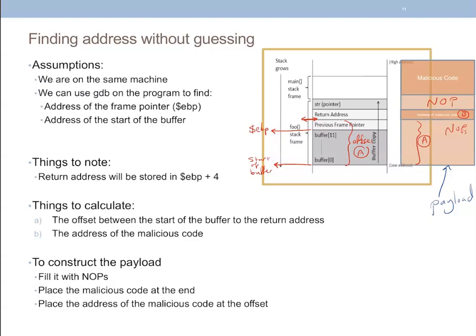Okay, so those are the two things that we're going to have to calculate. So to construct the payload, this is our program. This is what the attacker is writing to construct this bad file. The program's going to fill everything first with no-ops. We're going to place our malicious code at the end, and that's just some assembly code that launches a shell. And then we're going to place the address of the malicious code at the offset. To get the offset, we use A calculations, and the address is going to use our B calculations.